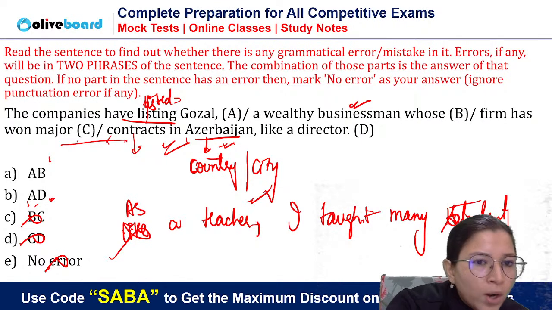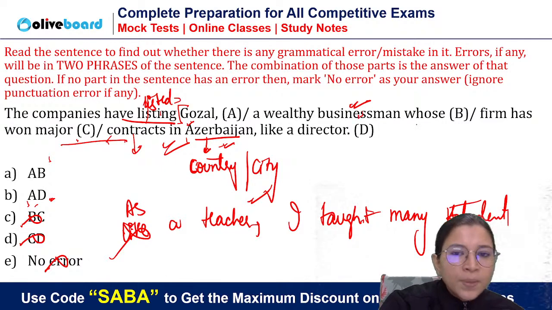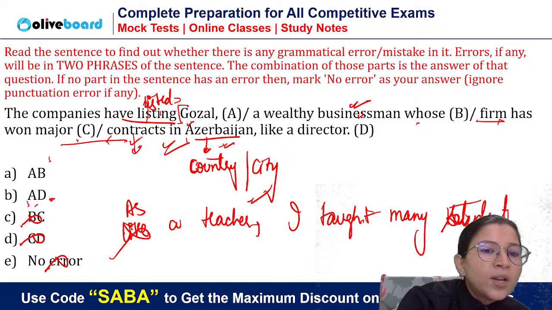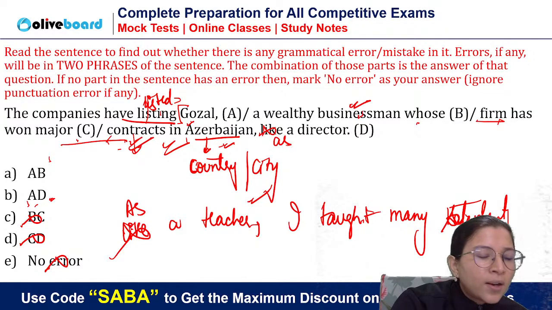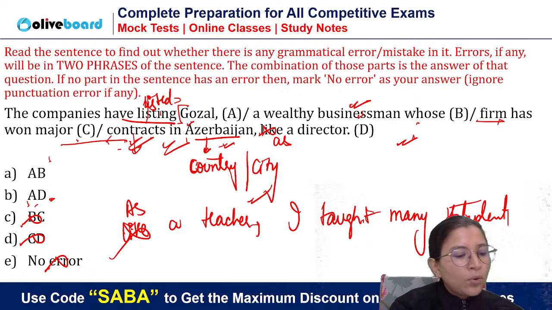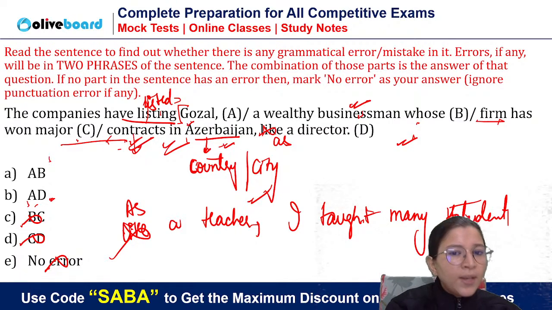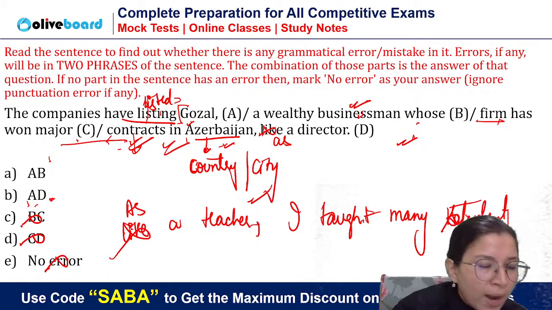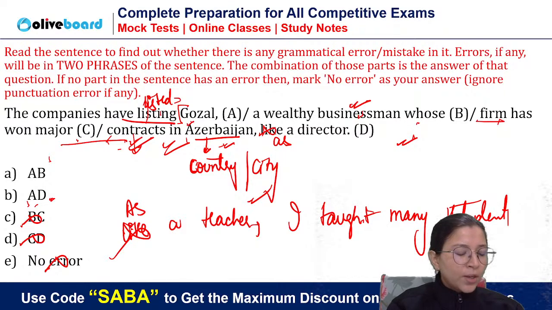So here it is what the companies have listed. Gozal is the name of a person. He's a wealthy businessman whose firm has won major contracts. Contracts, like a director is wrong, it should be as a director. See, you need to focus on these errors. You will get out of noun, pronoun, verb, adjective, adverb. Apart from these things, these are sense-based errors. So when he was a director, his company, his organization won many contracts in Azerbaijan. Clear? Any doubt, any confusion?